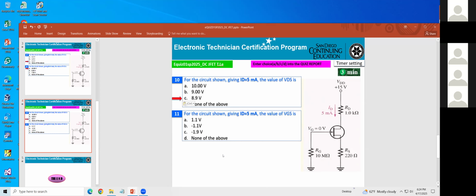So looks like you're doing very well, you know. And the last one, 11. VGS. Got minus 1.14. Oh, man. Yeah, you will be a technician. No problem. That's just a basic. B.